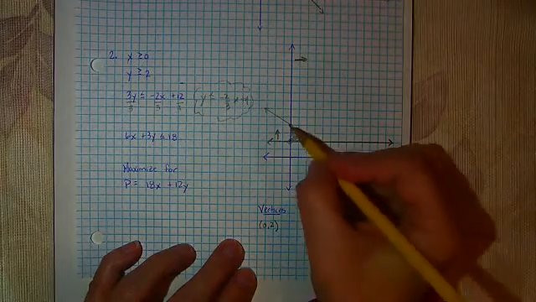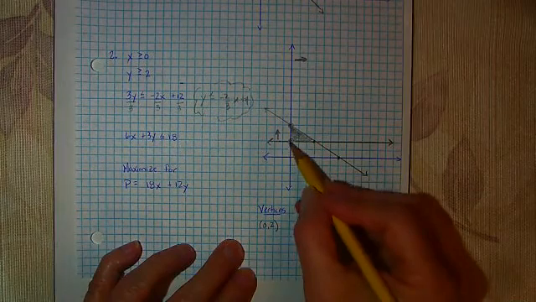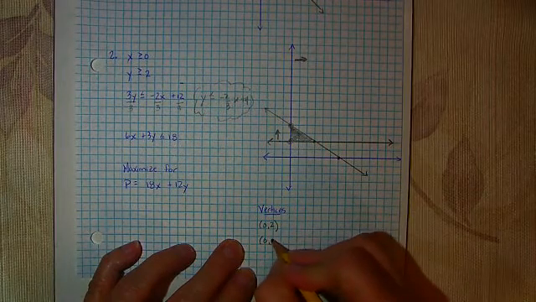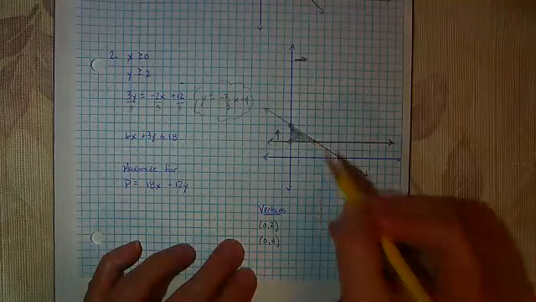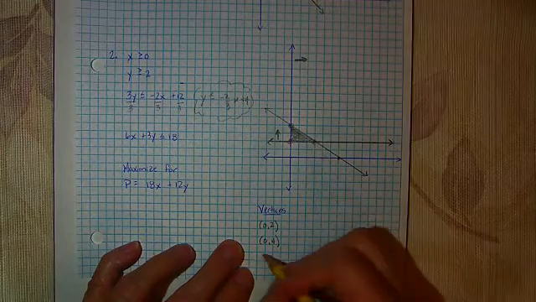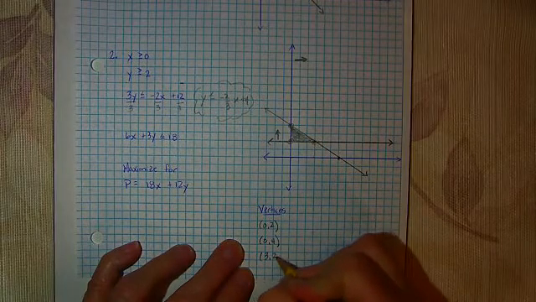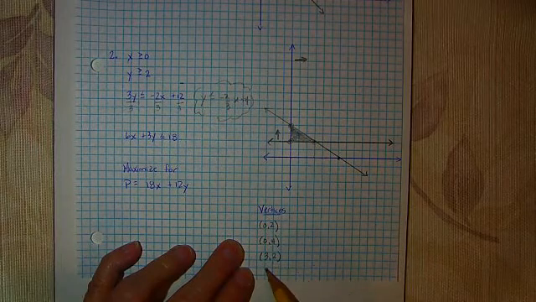Another vertex would be here. That would be (0, 4). And my third vertex would be right here, and that is (3, 2). So these are my vertices. Again, the first number in the ordered pair is the x, and the second number in the ordered pair is the y.